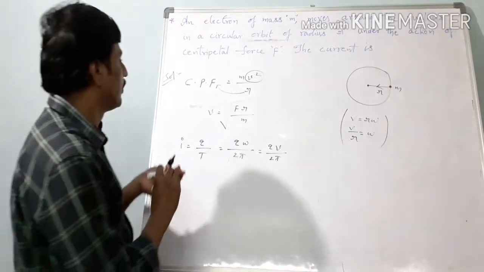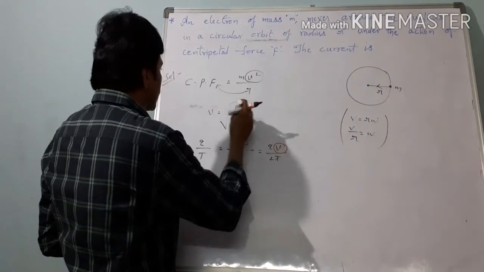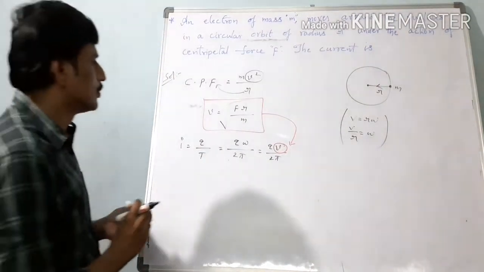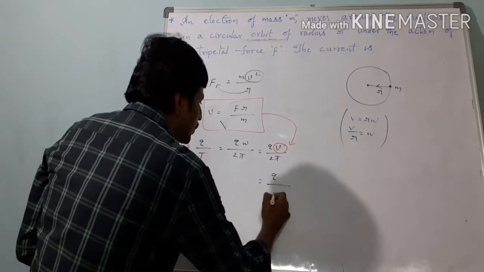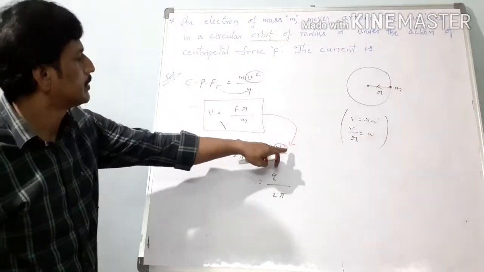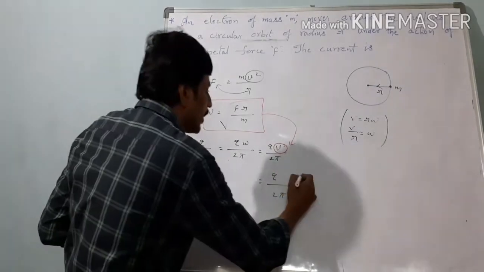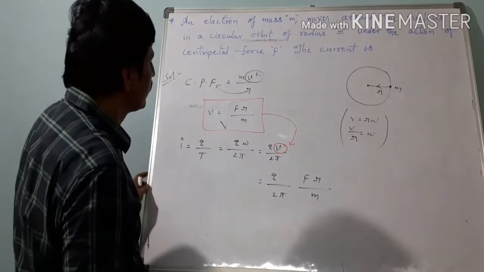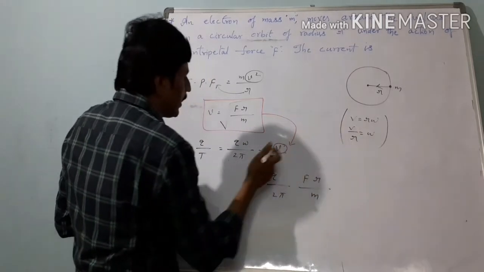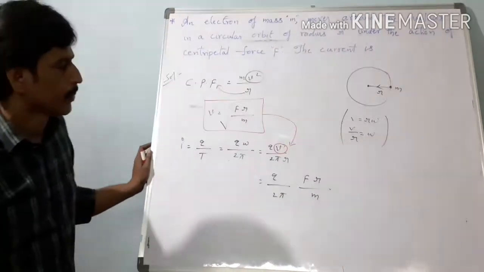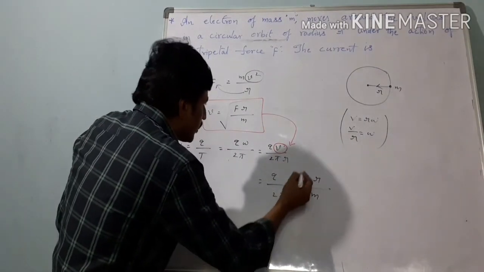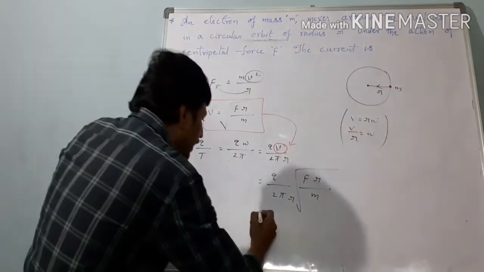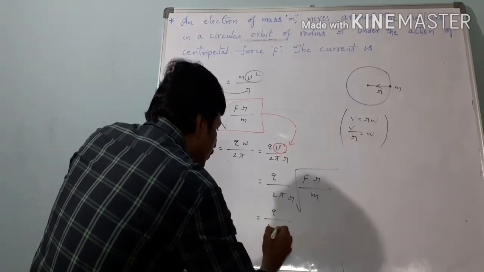We know that velocity v is the square root of Fr by m. Substituting this value here, what is the formula for omega? Omega is v by r. So I equals Q by 2 pi r, and v means the square root of Fr by m. So it can be written as Q by 2 pi.